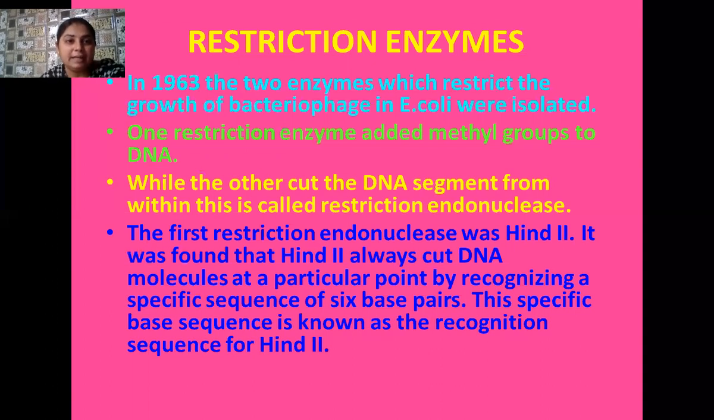It cuts the DNA segment not at the ends but from within, by recognizing some specific base pairs or sequences. You can say recognition sequences, known as palindromic sequences. The first restriction enzyme was EcoRI, and it has its own mode of action. This enzyme always cuts DNA molecules at a particular point by recognizing a specific sequence of how many base pairs? Six base pairs. This specific base sequence is the recognition sequence for this enzyme.